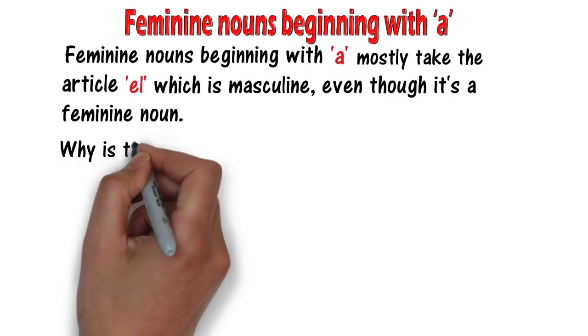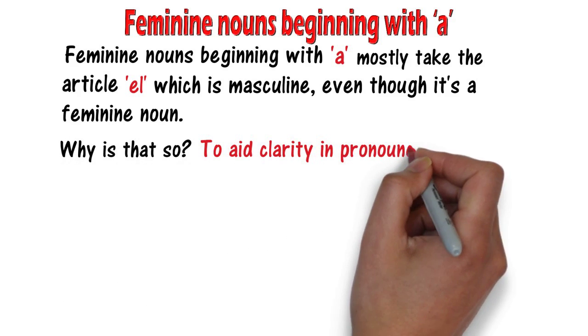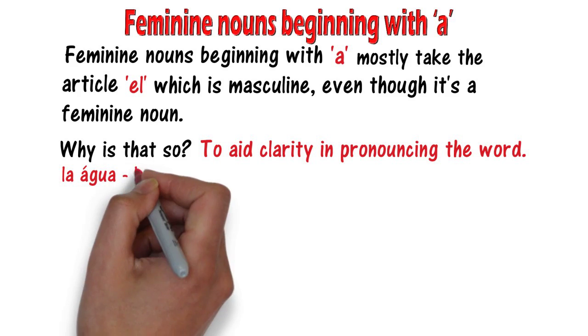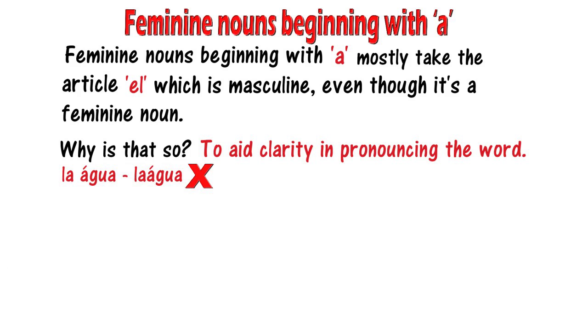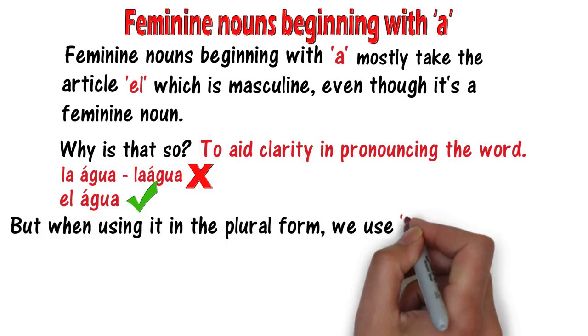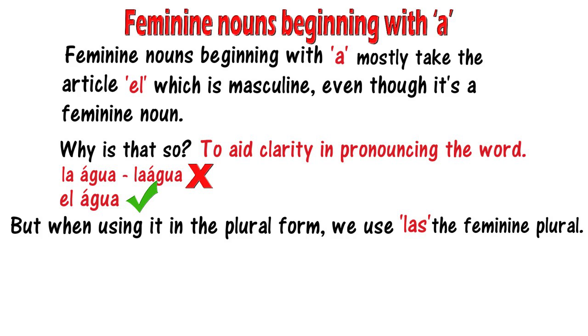Feminine nouns that begin with a mostly take the article el, which is masculine, even though it's a feminine noun. Why? Because when you use la for a noun that begins with a, the pronunciation becomes a bit difficult. For example, agua. We have la agua. It becomes quite difficult. But when you use el agua, it's easy to pronounce. But when we are using it in the plural sense, we use las, the feminine plural. So we use the masculine el just to make the pronunciation easy for us, okay? But it's still a feminine noun. But when we are using it in the plural form, we use las, which is the plural for a feminine article. I hope that is okay.